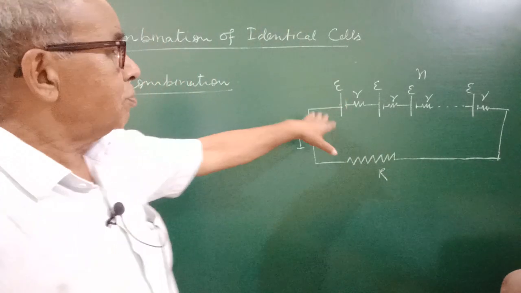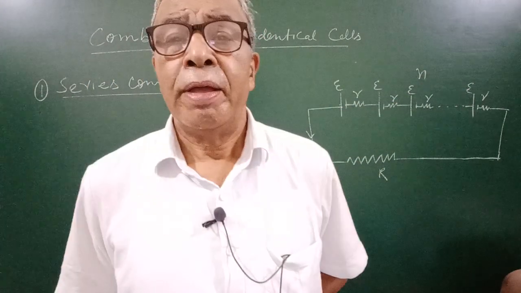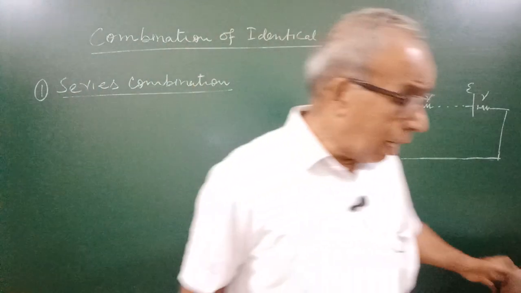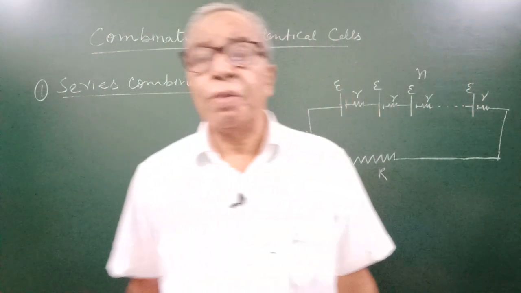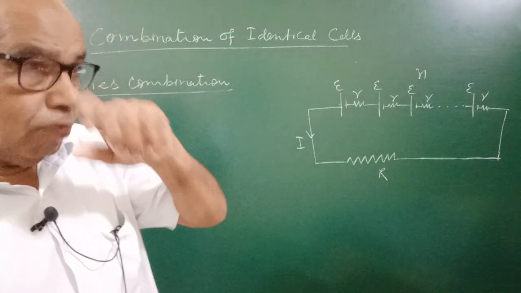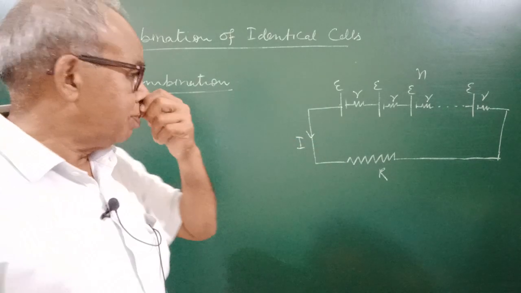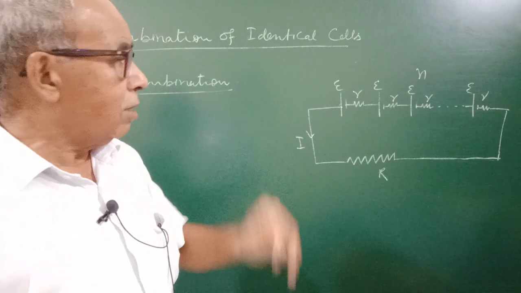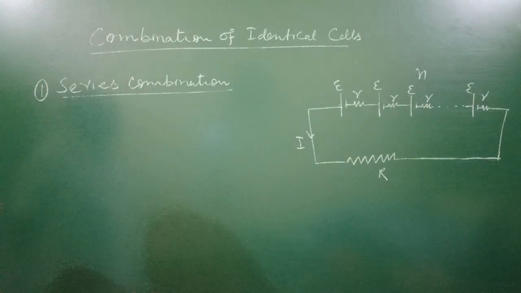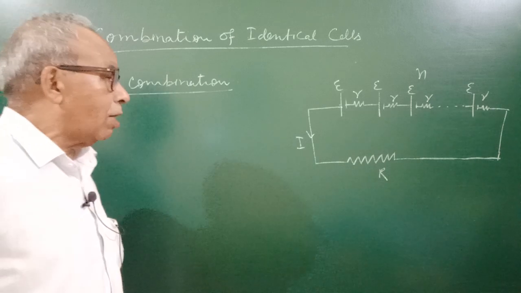Suppose we have here n cells connected in series across conductor R. Now why do we combine the cells in series or parallel? Actually we want more and more current. If we need large current, then we need more cells, more source of energy. So one combination here is series combination. The figure shows n identical cells connected in series across R.